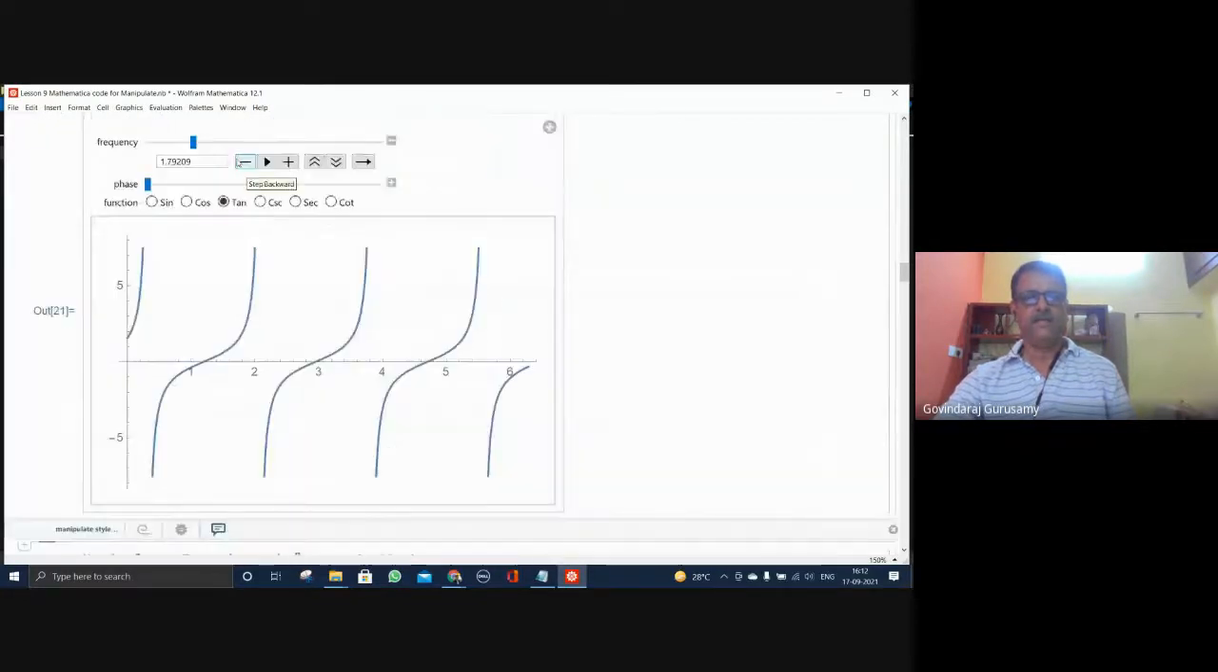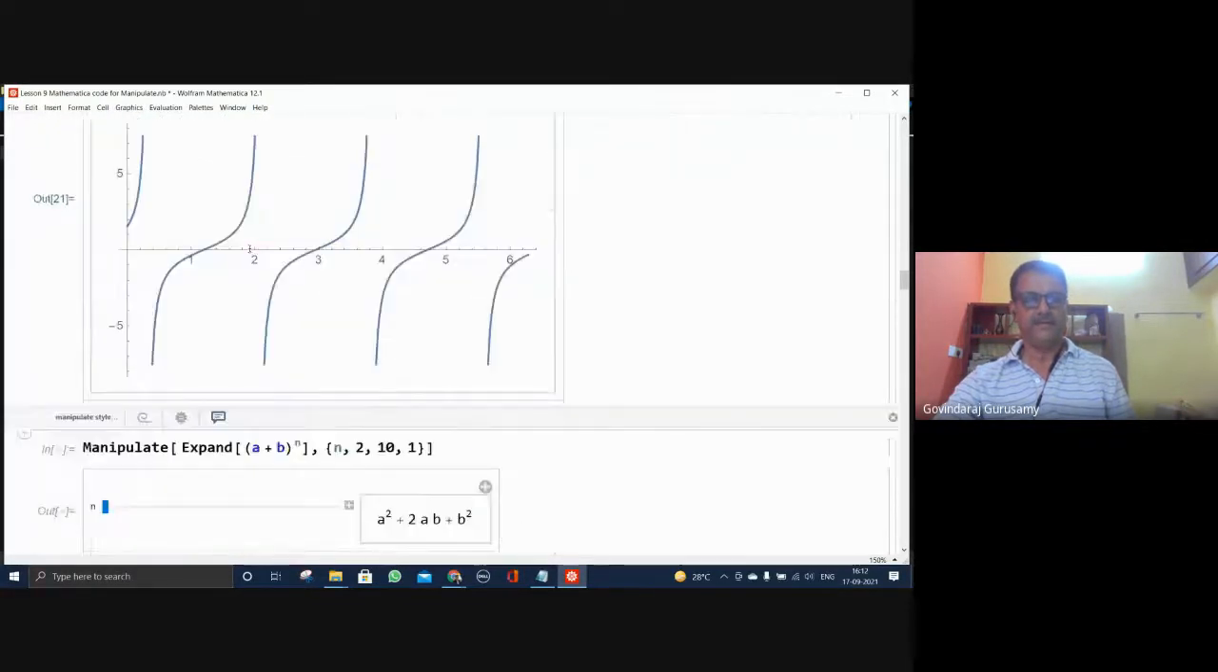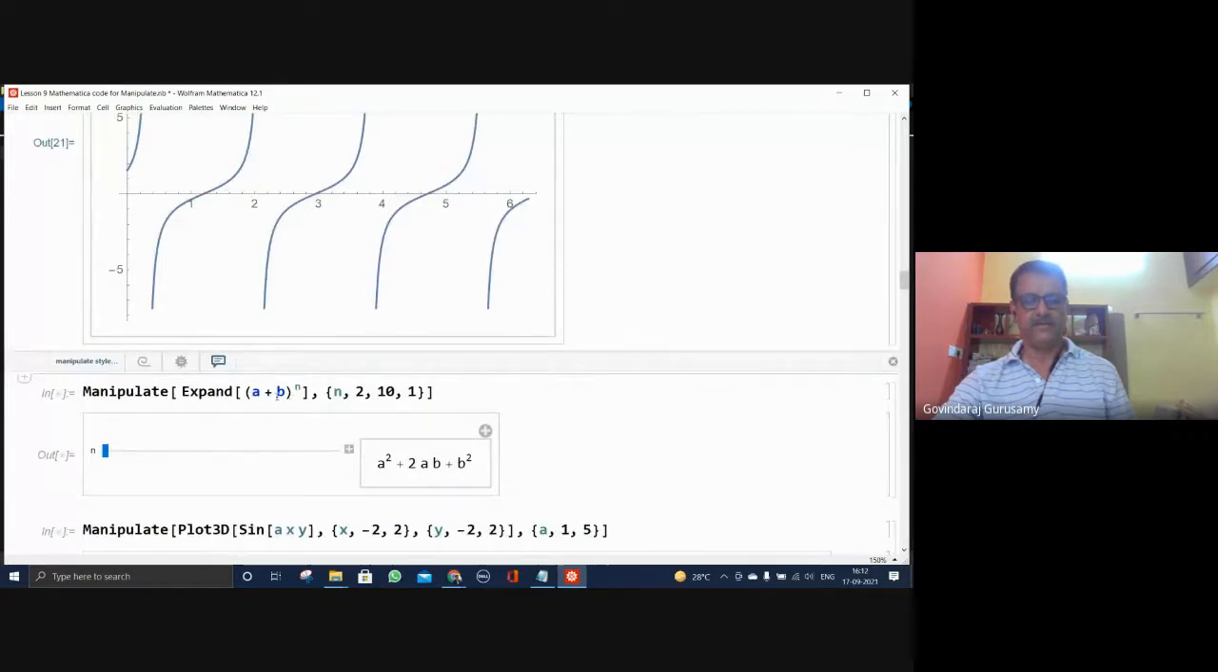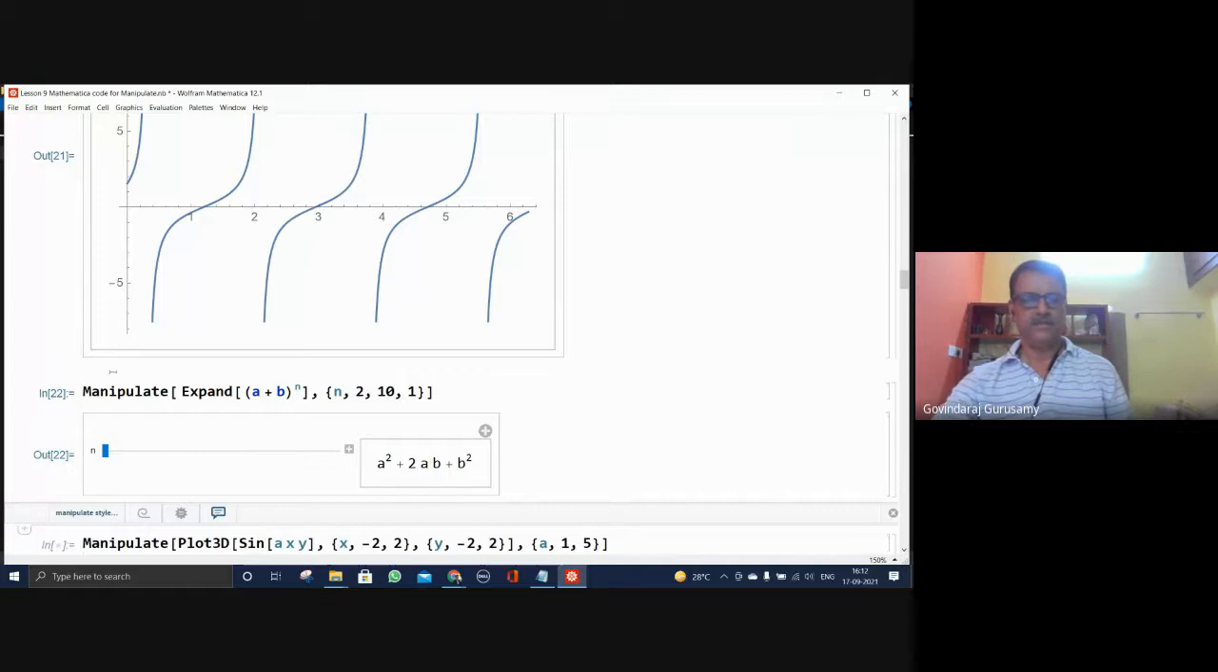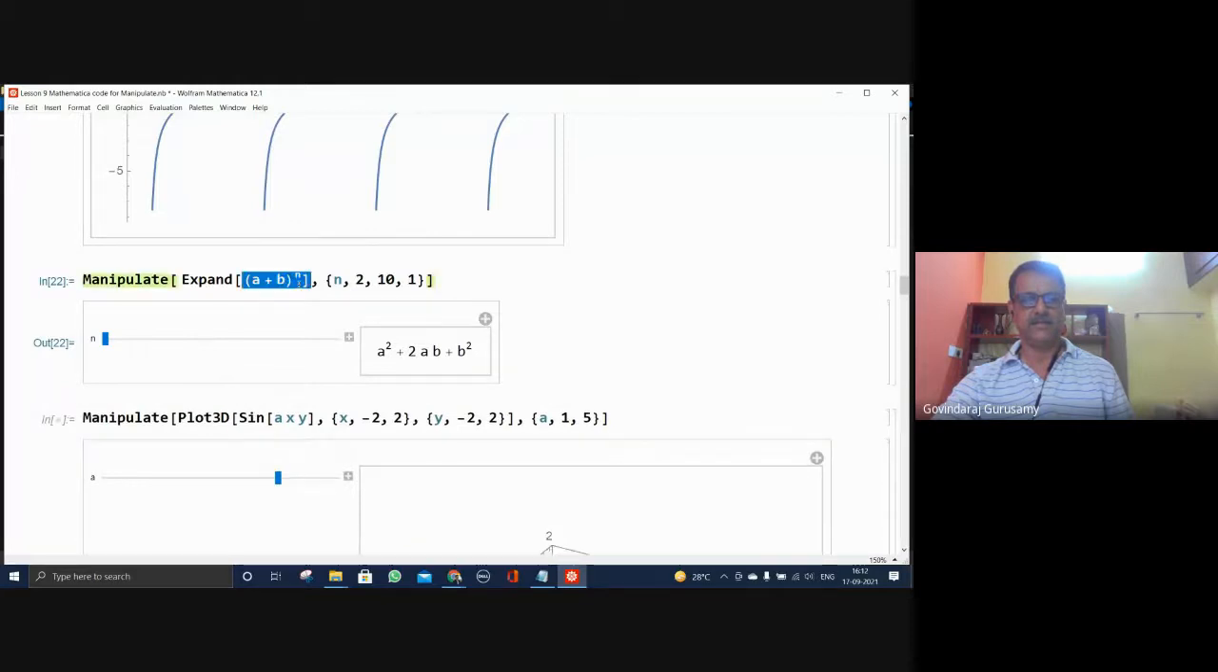See, it is not only meant for plotting. We have a function: Expand (a plus b) whole power n. N is this, and I can vary this. Anything that you give it, the manipulate variable available can be done. For example, this is Expand here, a plus b, and n is varying from 2 to 10 in steps of 1. Execute, and it has already been executed. Now if you look at the value of n, it's equal to 2.